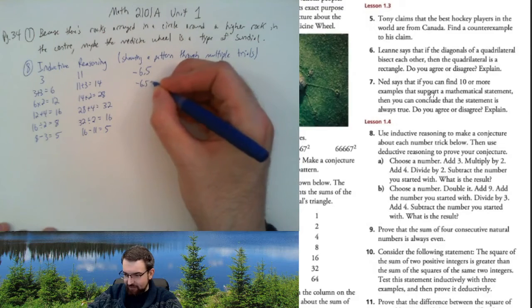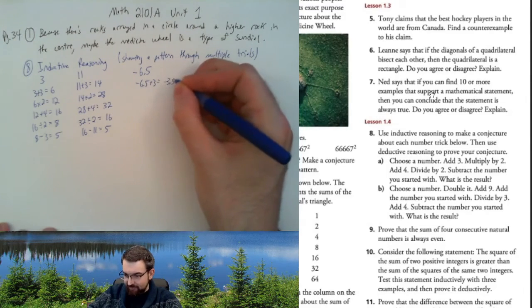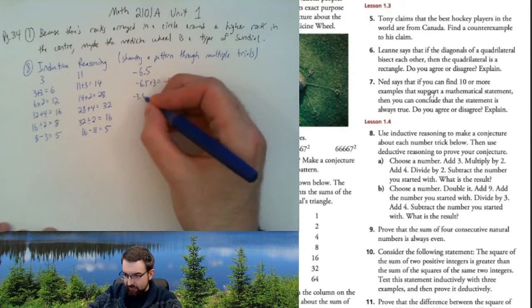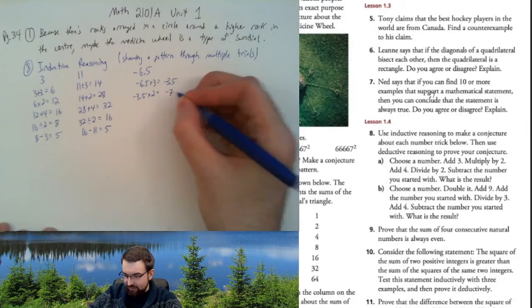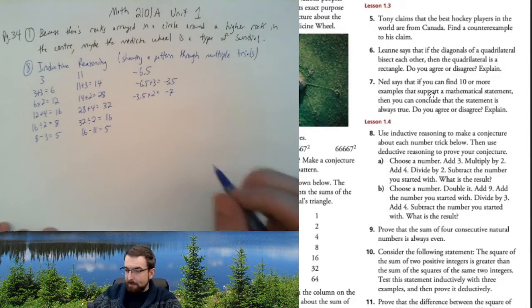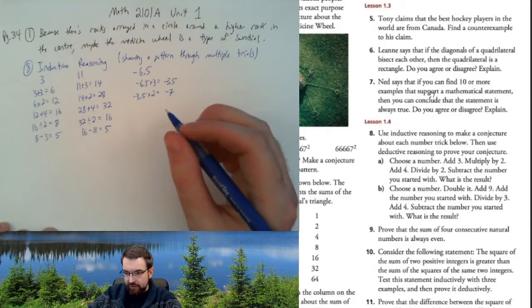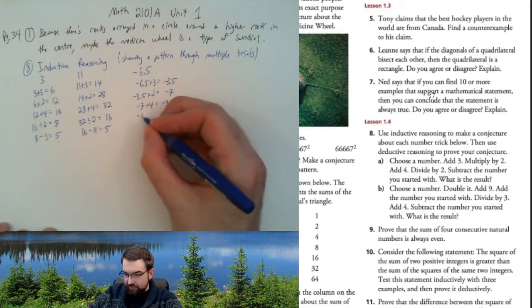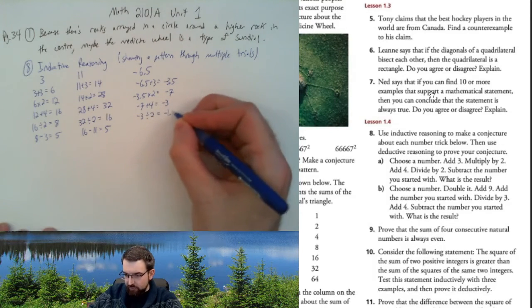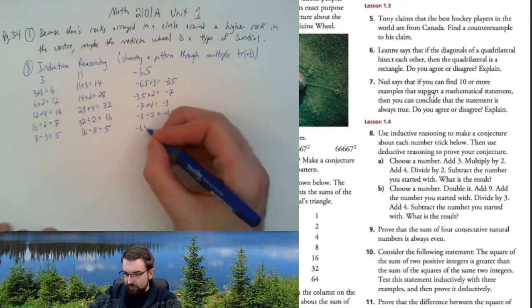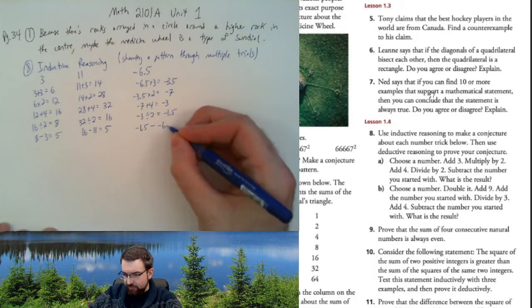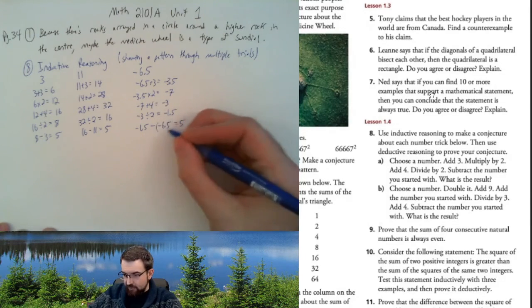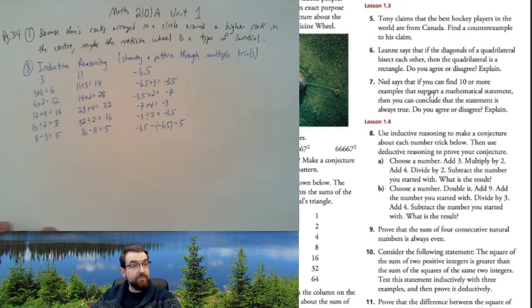Negative 6.5 plus 3 is going to be negative 3.5. Negative 3.5 times 2 is going to be negative 7. Right? What was the next step? Add 4. Negative 7 plus 4 is going to be negative 3. Negative 3 divided by 2 is going to be negative 1.5. Negative 1.5 subtract negative 6.5 is going to be 5. Oh my god. It's like magic.